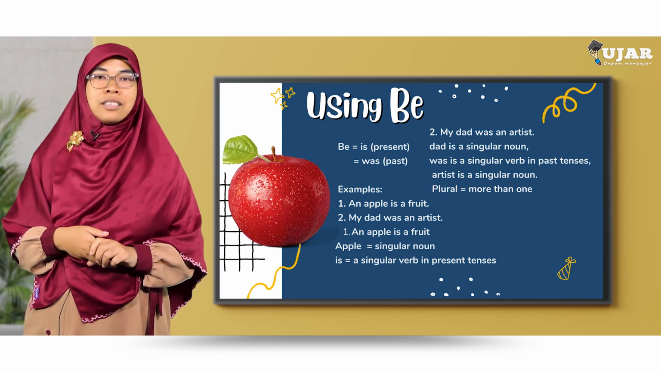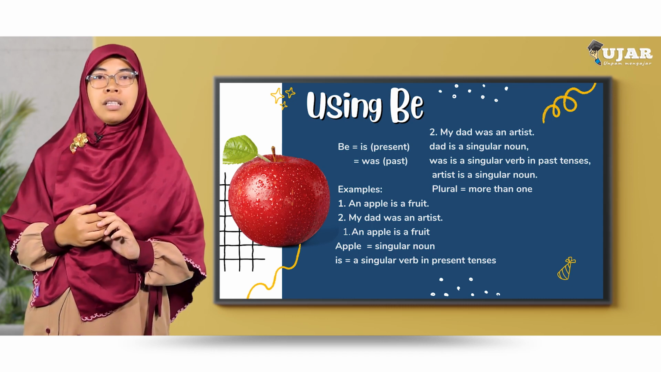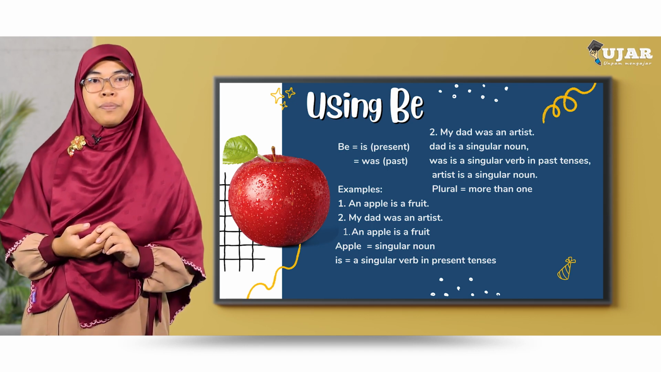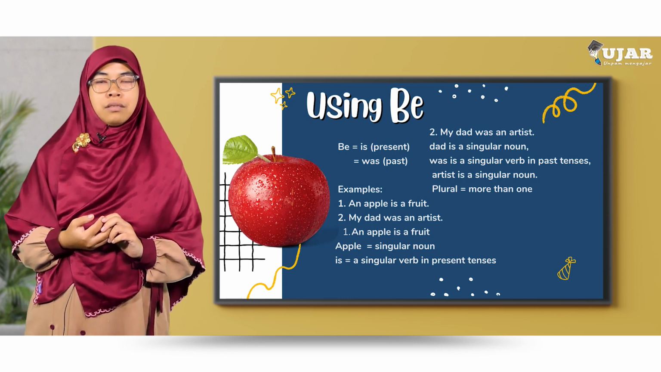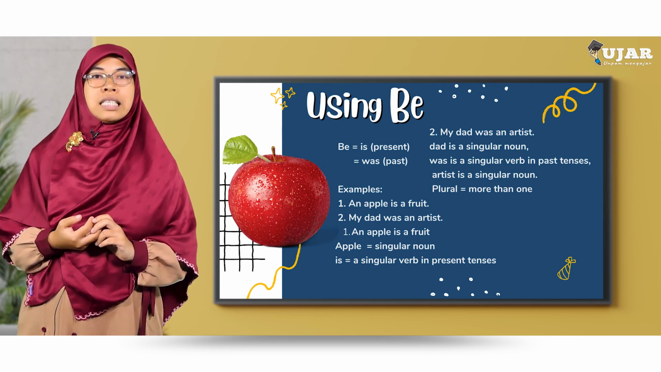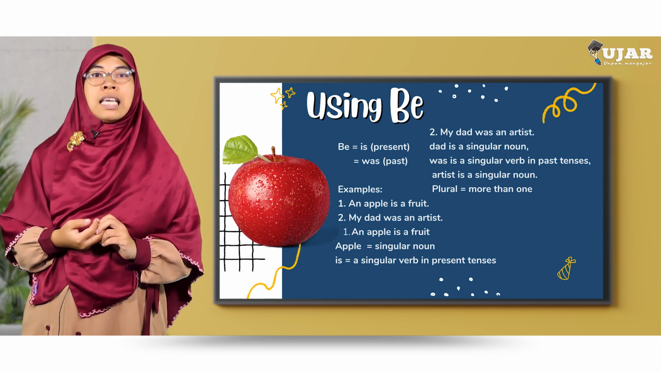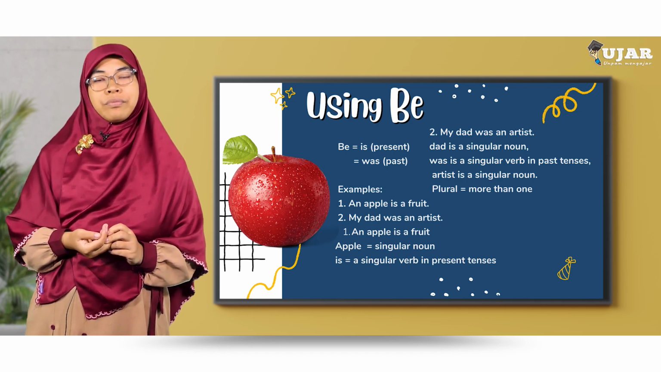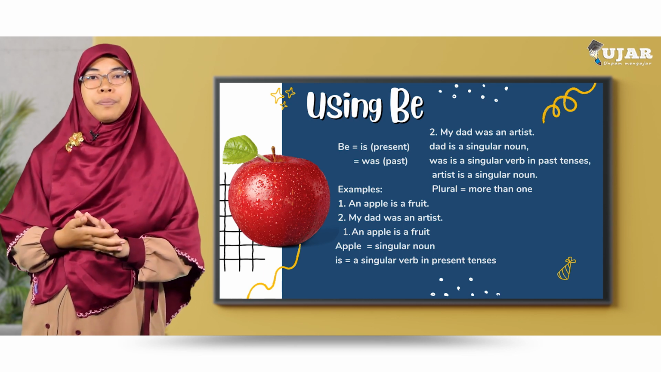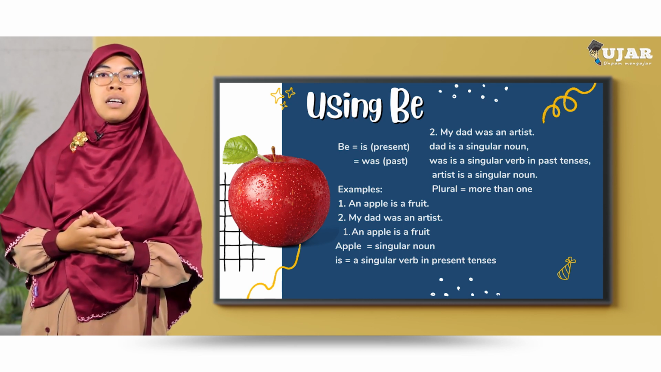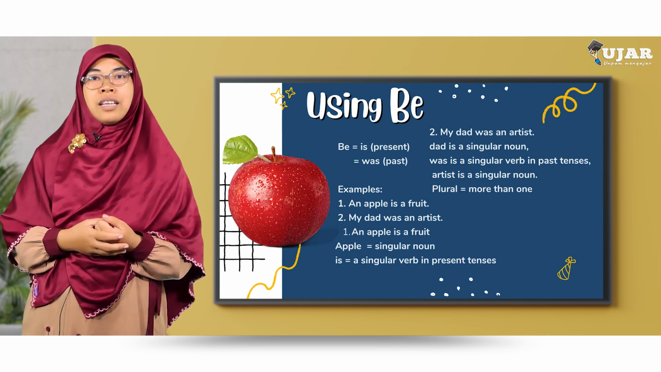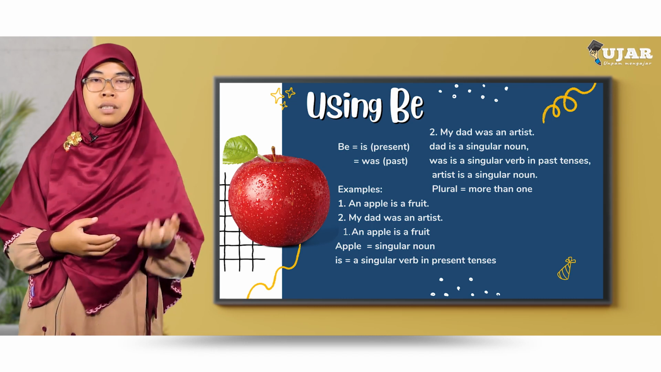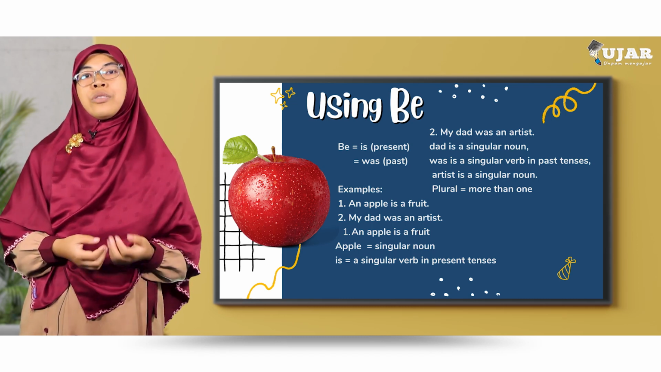Here are the examples. An apple is a fruit. My dad was an artist. For the first example, an apple is a fruit. Apple is a singular noun, and is is a singular verb in present tense. In the second example, my dad was an artist. Here we can see that dad is a singular noun, was is a singular verb in the past tense, while an artist is a singular noun.